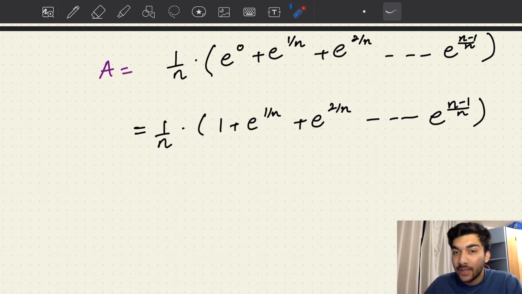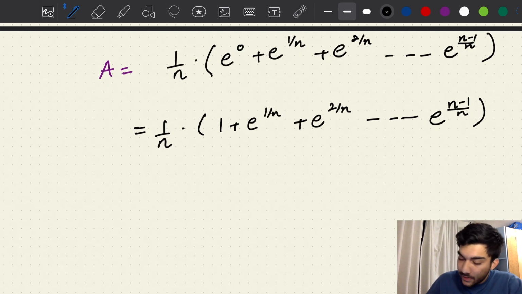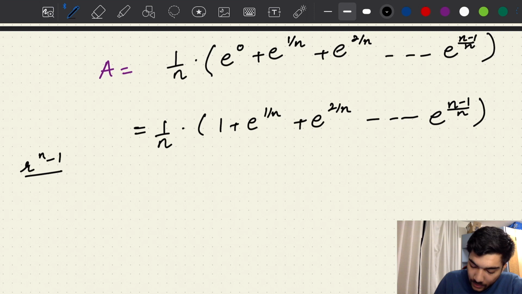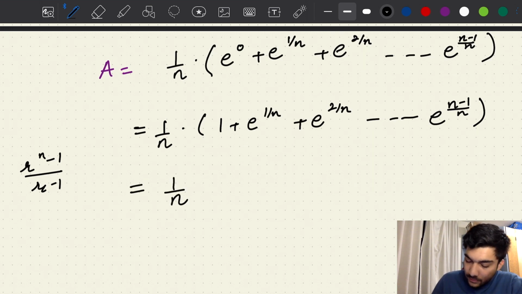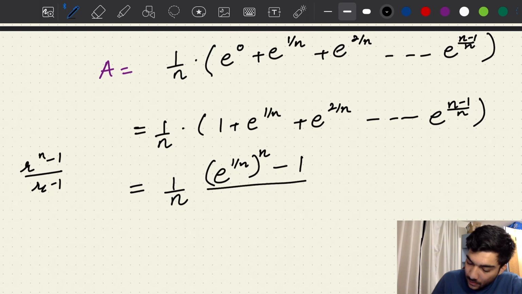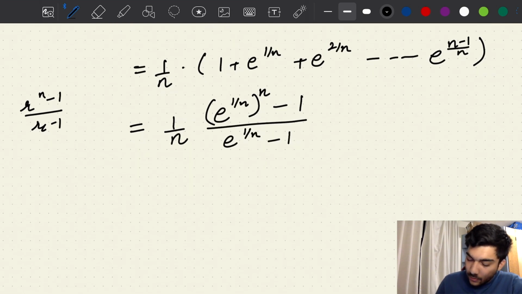So that is why it gives me an idea that I have to use the sum of the geometric series. And since I already know that the sum of my geometric series is basically r raised to the power n minus 1 upon r minus 1, and in this case, my r is e to the power 1 by n, I'll just substitute all those values in it. So my actual area will become 1 by n times e to the power 1 by n raised to the power n minus 1 upon e to the power 1 by n minus 1.